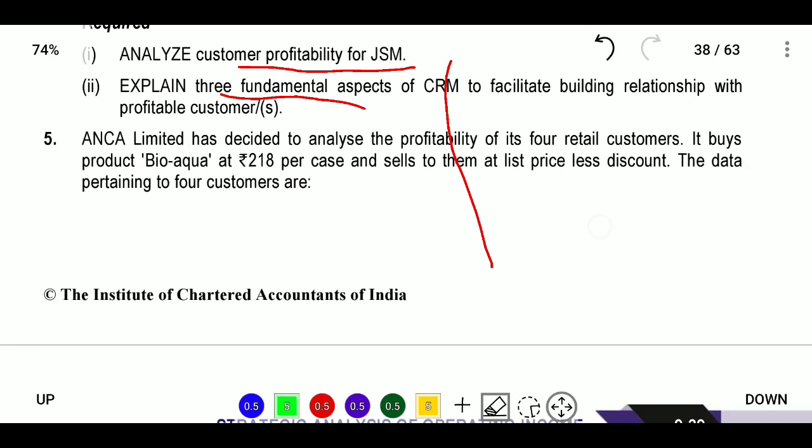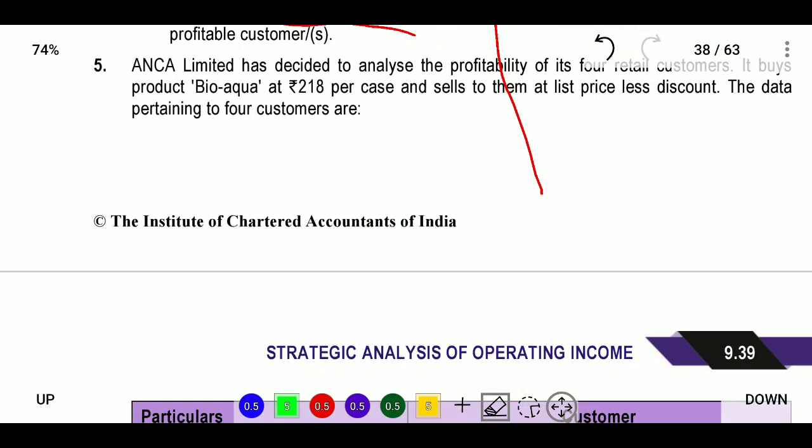Anka Limited has decided to analyze the profitability of 4 retail customers. So it has 4 retail customers, and it buys the product Bioco at 218 rupees. Buying is a variable cost element, and it sells them at list price less discounts.